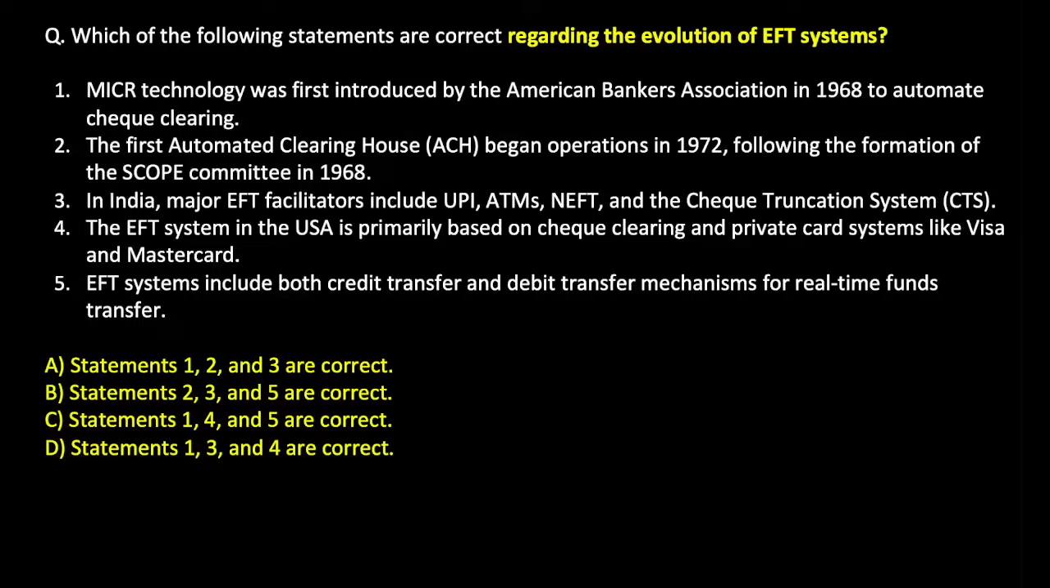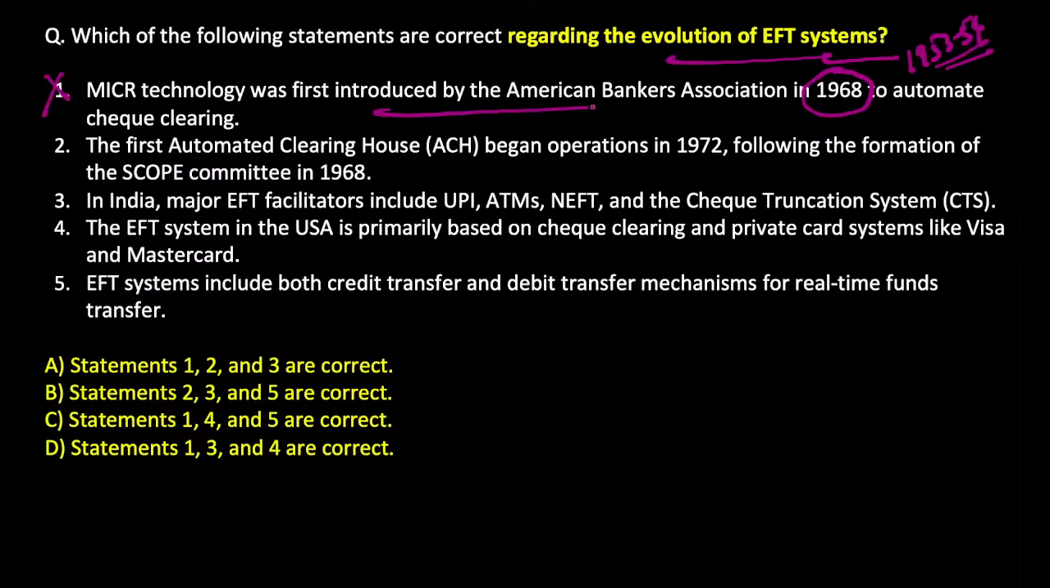So, evolution of the EFT system, and you have to find out the correct statement. MICR was introduced in the 50s. It was in the 50s, 1953-54 was the period. So this is the time. That means the first statement is wrong if you are doubtful about this.